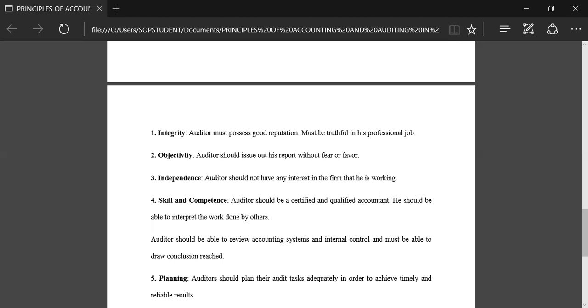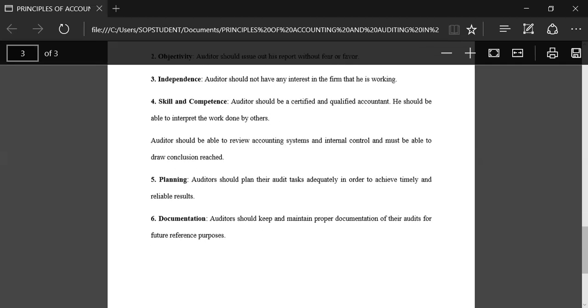We have independence. This principle expects that the auditor must not have any interest in the firm he is working for. We have skill and competence. It expects that auditors should be certified and qualified accountants and should be able to interpret the work done by others. It expects that the auditor should be able to review accounting systems and internal control and draw a conclusion.